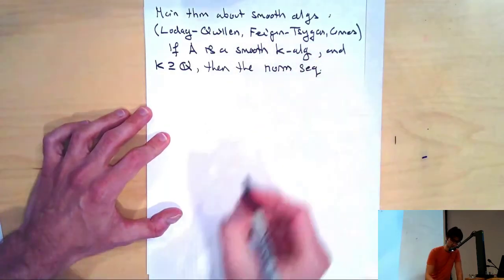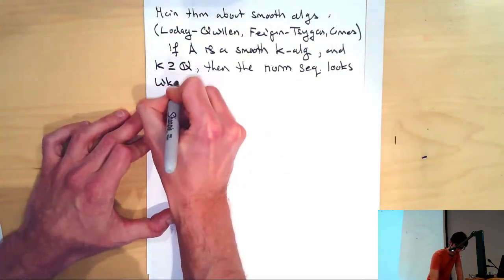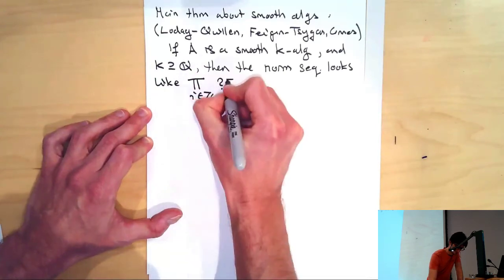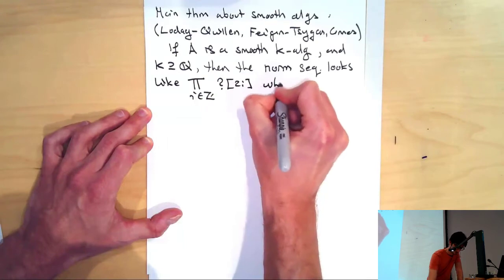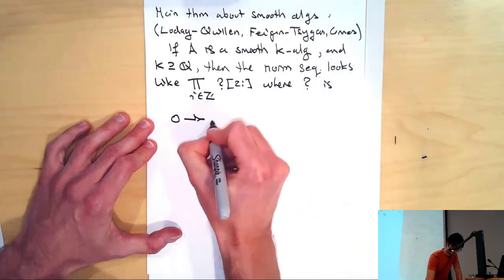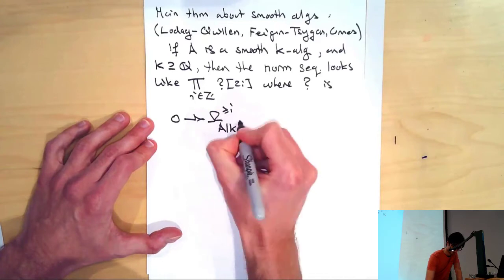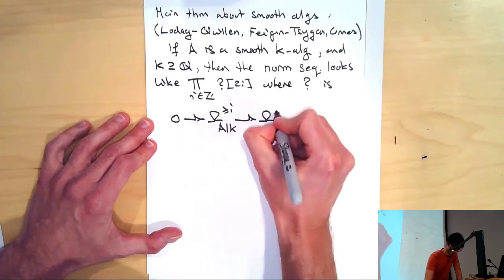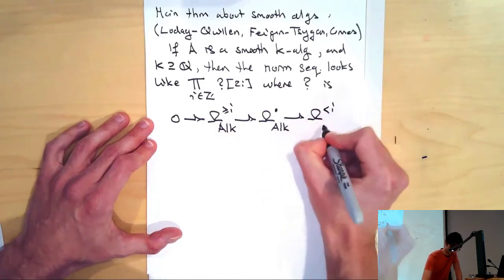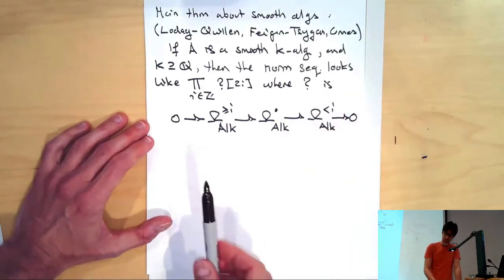I'm going to tell you what all the terms in it look like. So it looks like a big product over all integers of question mark shifted by 2i, where question mark is the following. So let's get the degrees right. I look at the de Rham complex for A over K. I truncate it a bit, and then I look at the remaining piece.